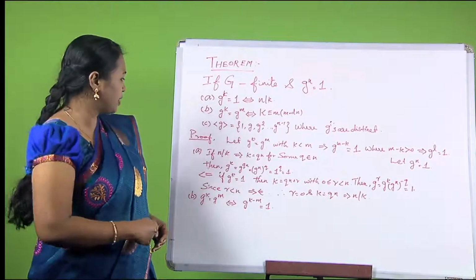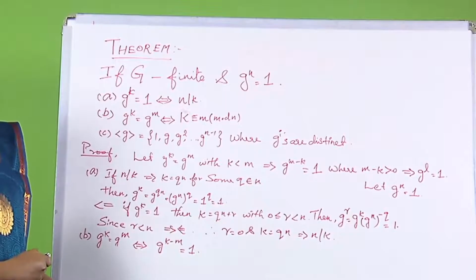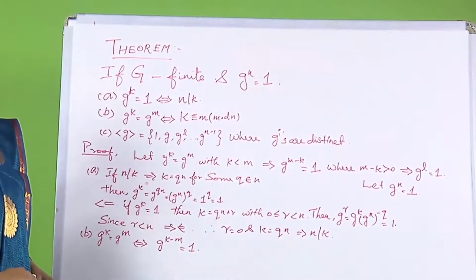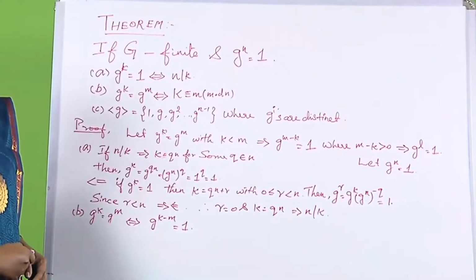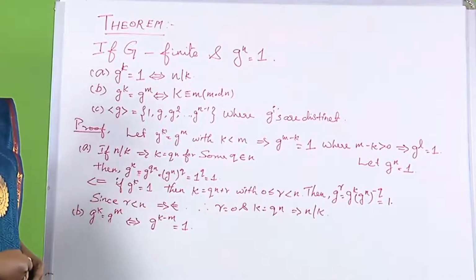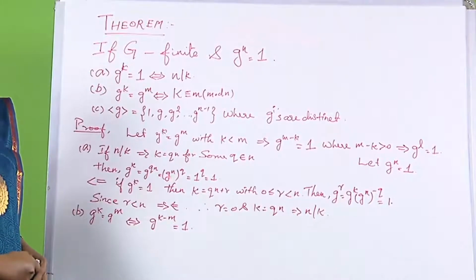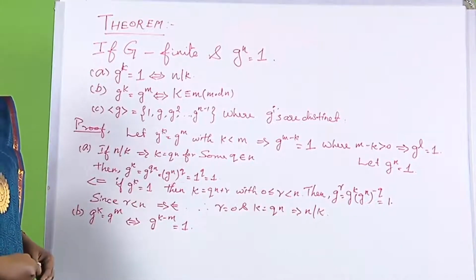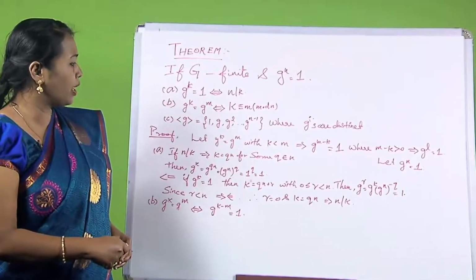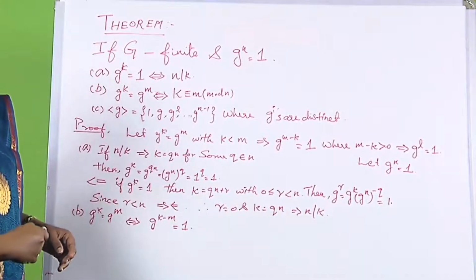Now, these are the assumptions for this theorem. Now, let us dive into the theorem. The first point, g^k is equal to 1 if and only if n divides k. Now, let us assume the first part. If n divides k, then k can be written as qn for some q belonging to the set of integers. Then g^k is equal to g^(qn), and this can be written as (g^n) to the power q. Now, we have already said that g^n is equal to 1, and therefore, this is equal to 1^q and this is equal to 1. So, we have proved one part of the theorem.